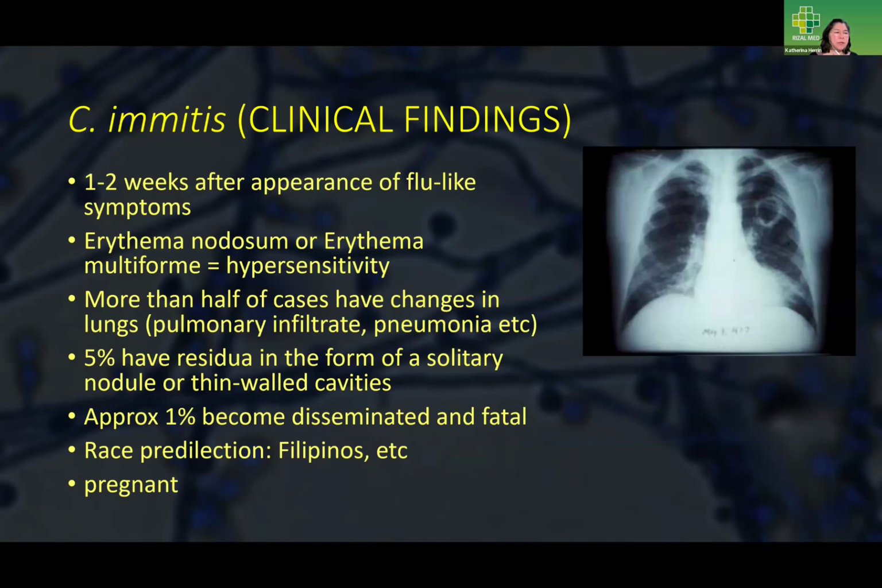They have noted racial predilection in Filipinos, African Americans, Native Americans, Hispanics, Asians. And they also note that it is more commonly seen in the pregnant. C. immitis has estrogen-binding proteins and elevated levels of estradiol and progesterone stimulate its growth.